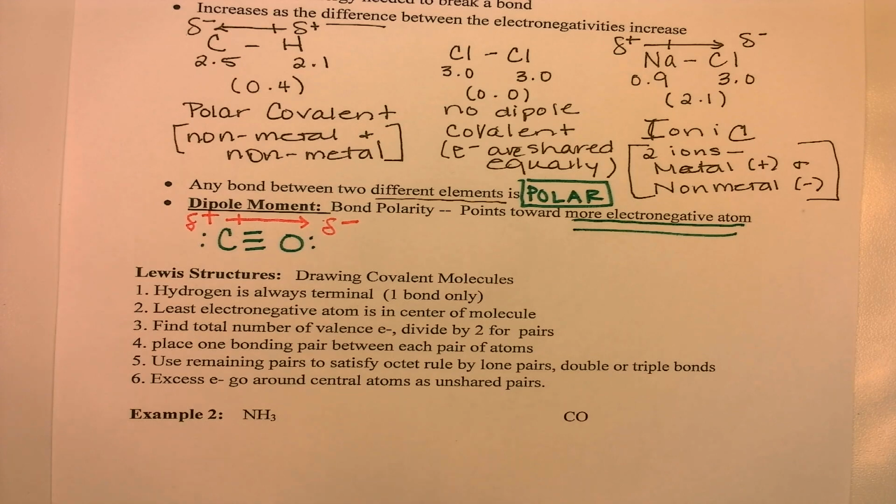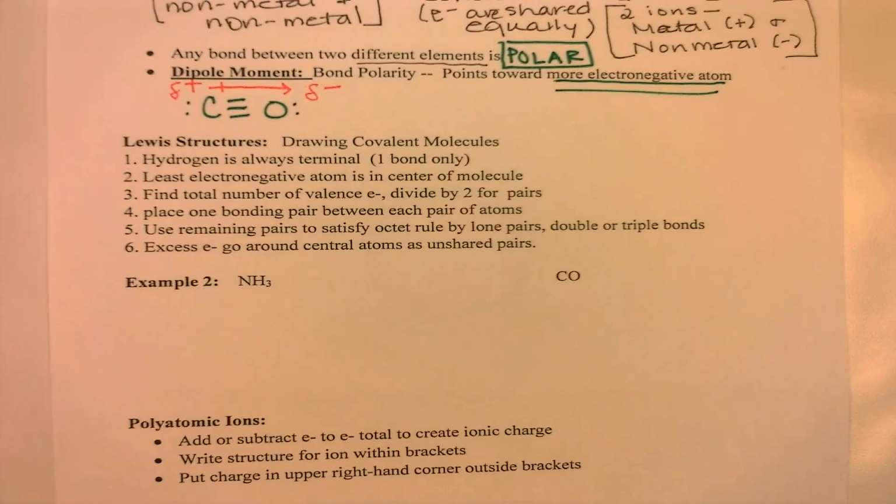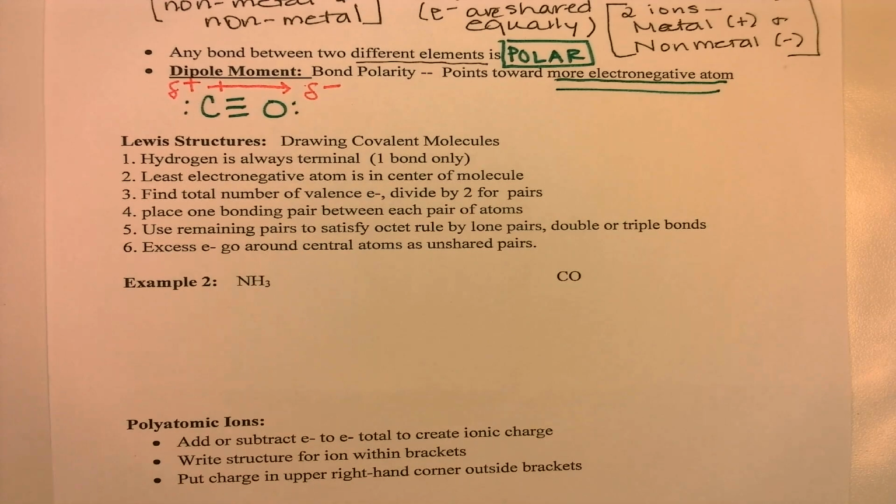Okay, next, Lewis dot structures. How many of you have heard of them? Okay. So I have precise steps on how to draw them. A Lewis dot structure is for covalent bonds, all right? Because they share. And so since they share, it's not a direct transfer.